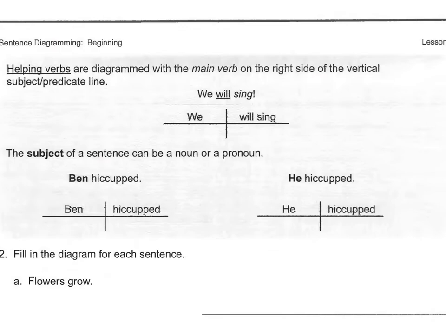Helping verbs are diagrammed with the main verb on the right side of the vertical subject-predicate line. You can see here, we will sing. Who or what is that about? We. What will we do? We will sing. So these two words together, the helping verb, also known as a modal, function as one grammatical unit. Okay, so it's two words, but it functions as one grammatical unit. In this case, it functions as the simple predicate.